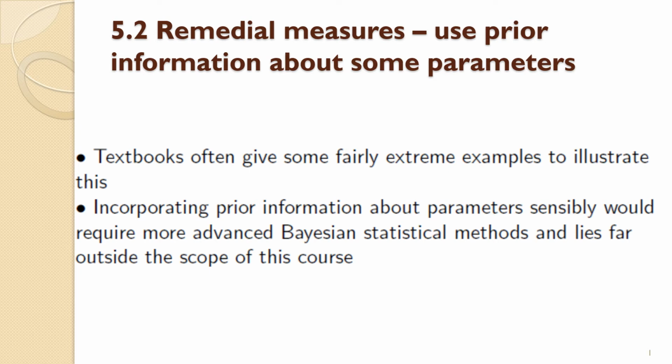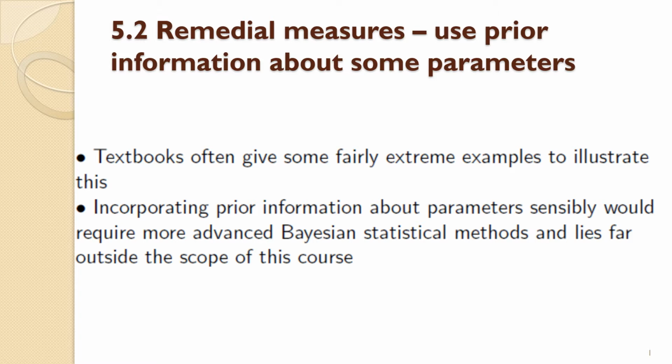So in terms of remedial measures to counter multicollinearity, one possibility is to try to use prior information about some parameters. Now this is discussed, albeit not very well, in Gujarati and Porter. That's why I say here that textbooks often give some fairly extreme examples to illustrate this. Okay, I think these are primarily of theoretical rather than practical importance in terms of how these are discussed.